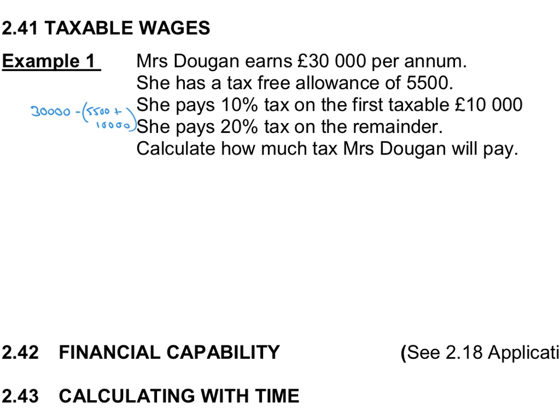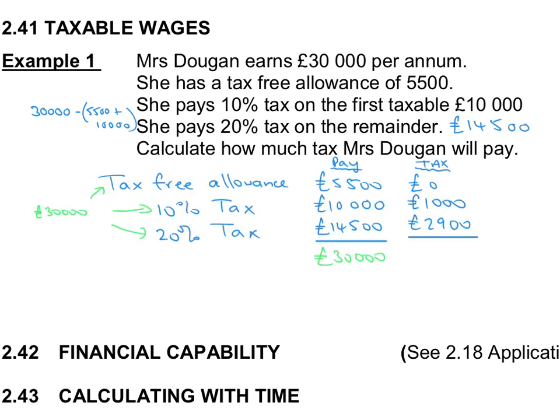That means that the remainder of Mrs. Dugan's earnings that's taxed at 20% is £14,500. So we can then think about Mrs. Dugan's earnings split up in three different ways. So Mrs. Dugan's £30,000 pay is split up into the £5,500, which is tax-free, so there's no tax paid on it. The next £10,000 is charged at 10% tax. So 10% of 10,000 is 1,000.